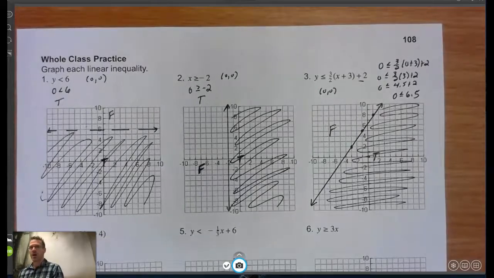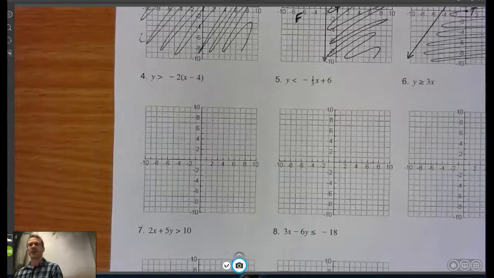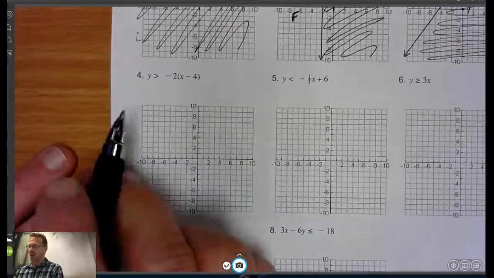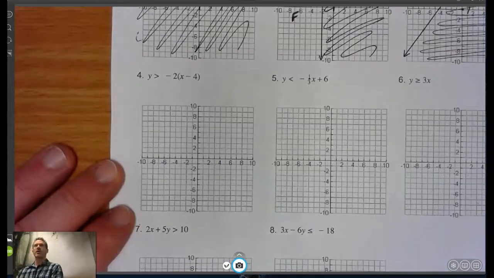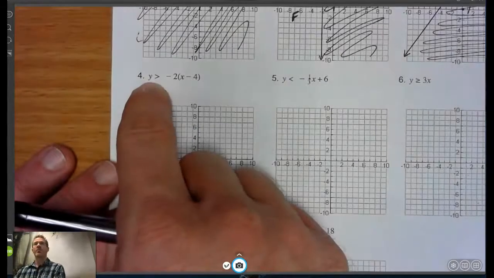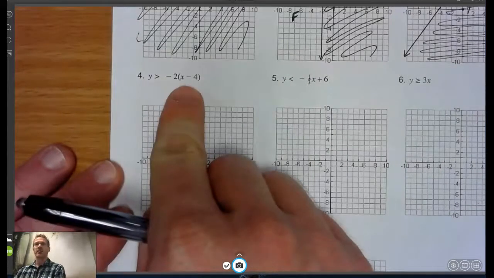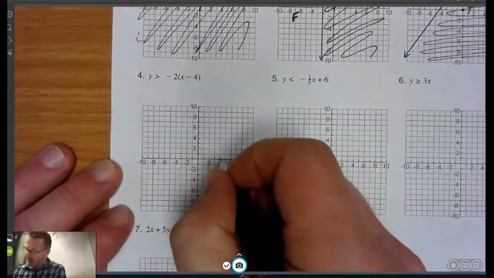Okay, so let's do 4 and 5 together, and that will be it for this lesson. Once again, y is greater than negative 2 times the quantity x minus 4. So once again, we're in point slope form. It's greater than, so the line I draw this time will be dotted. My starting point would be 4, 0. So that would be right here.